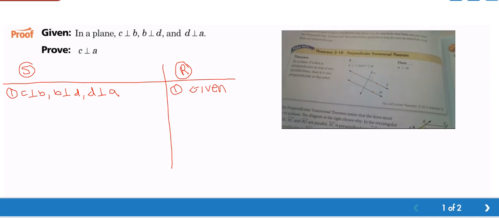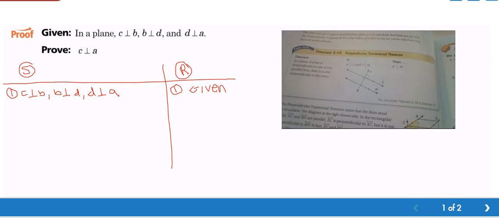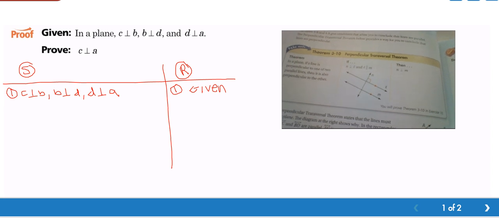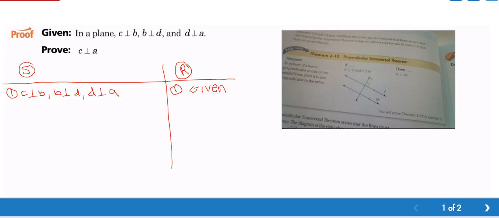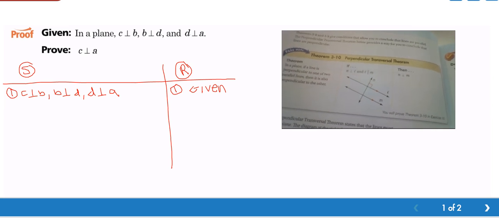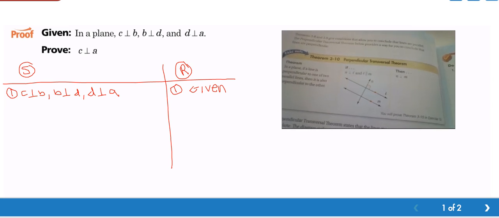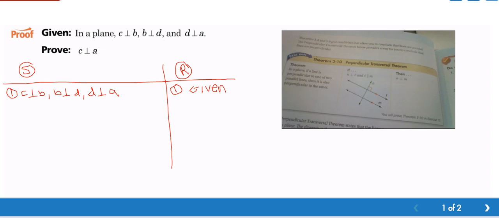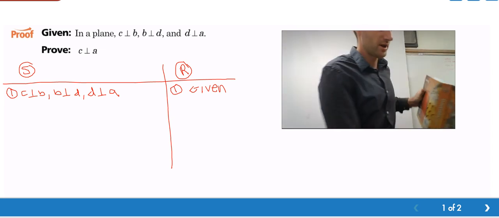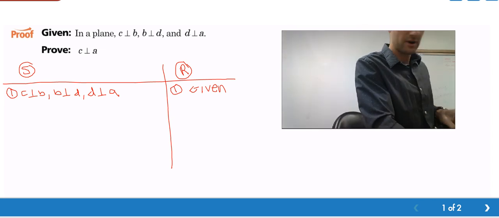Here it says we have the perpendicular transversal theorem, and the perpendicular transversal theorem allows me to prove lines are perpendicular. You can see it in the then section. So what I have to do is show that I have perpendicular lines with parallel lines. And if I can show that, then I can show that the two other lines are perpendicular. Okay? So, how am I going to do that?